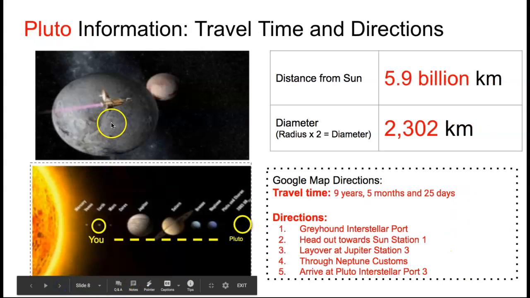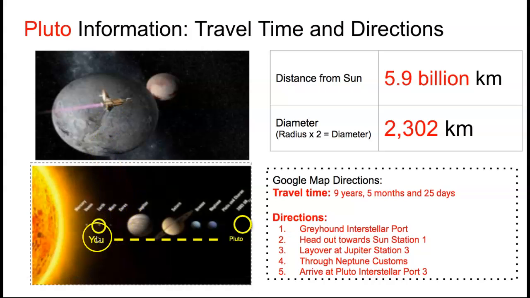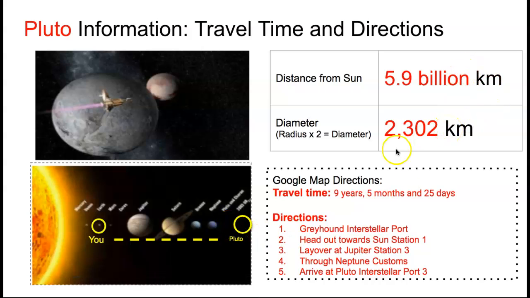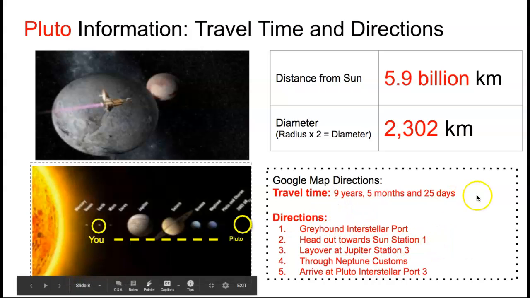Here's mine. I added in 2 pictures, one of traveling to Pluto and one where I created a little travel map to get there. The actual distance and the diameter, which is 2 times the radius, so put that information in there. Down here I created my own little travel story, kind of Google Maps directions. This is just to have fun.